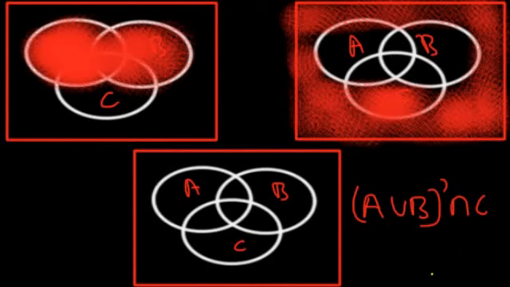Now the next thing is to figure out set C. I will be using this third diagram to shade the portion of set C. So set C will be everything over here.